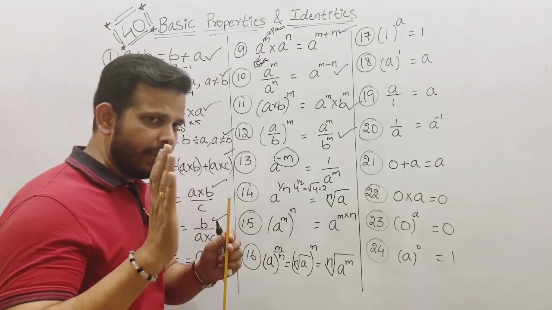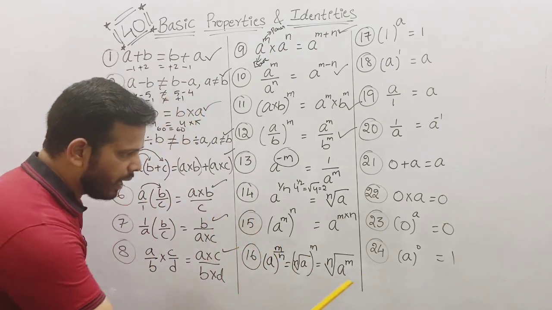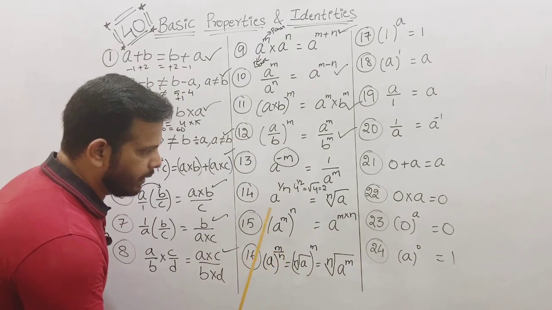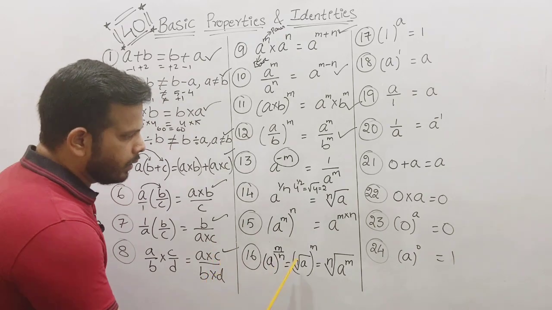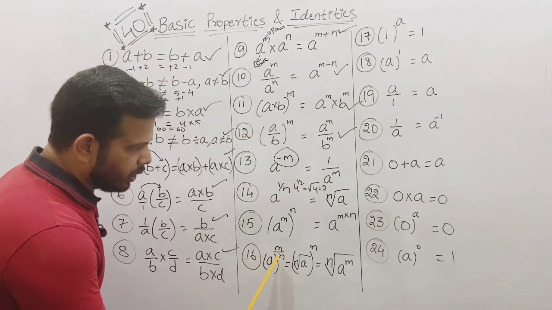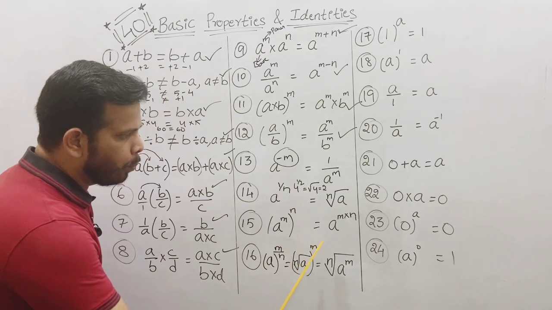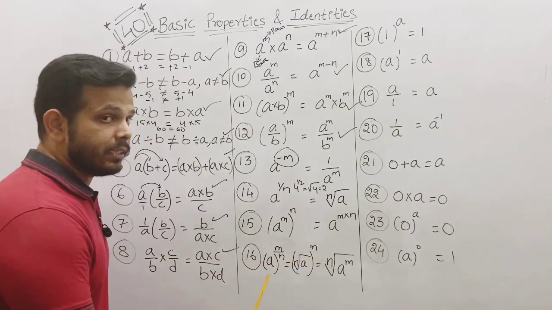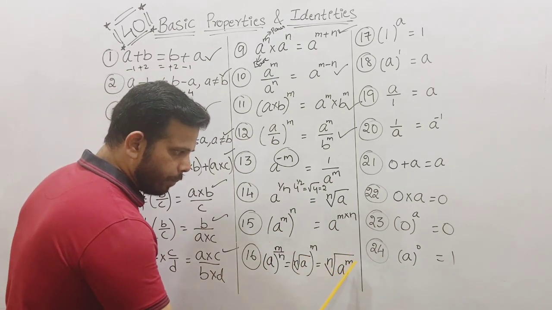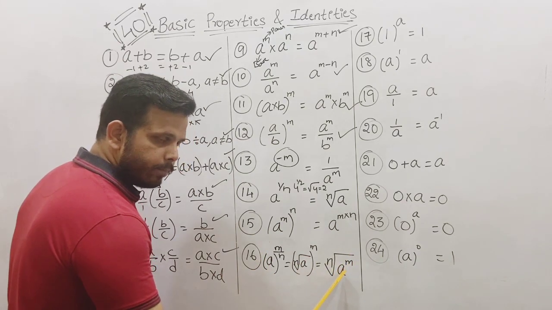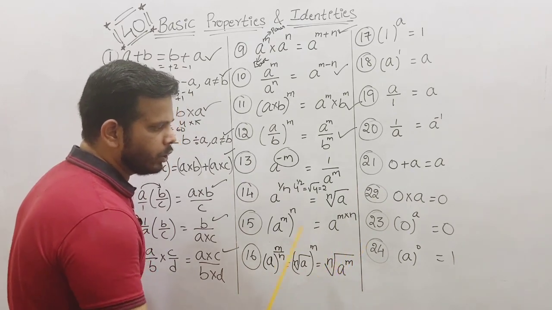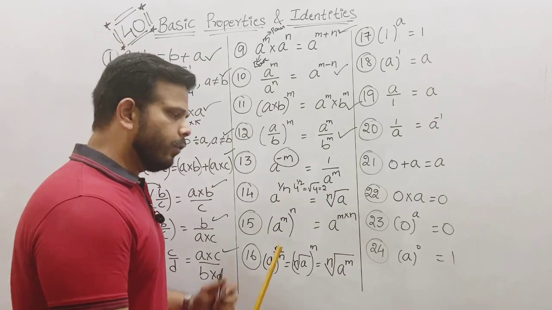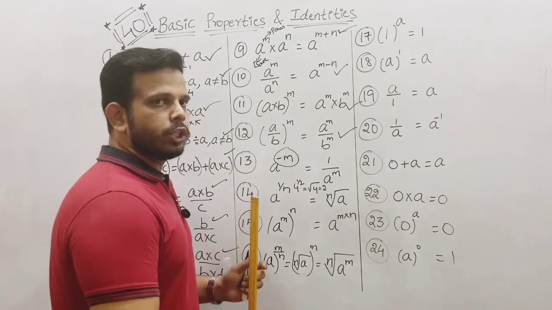Next, a power m by n. Dear students, carefully observe this. This part is very, very important. A power m by n: the nth root first comes to a and then whole power m. Master, can the power be given first? Yes. You can give the power to a first and then take the nth root. Both results will be the same. We will be doing these problems also in the next video.